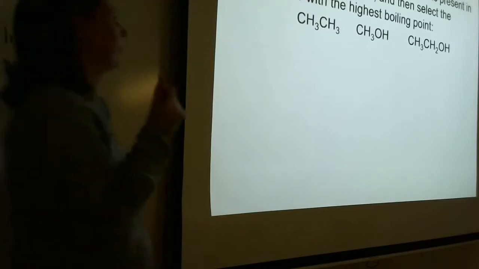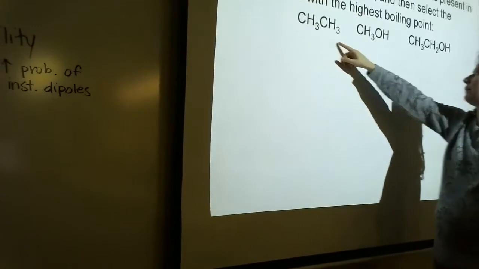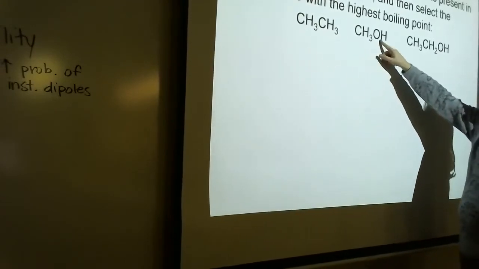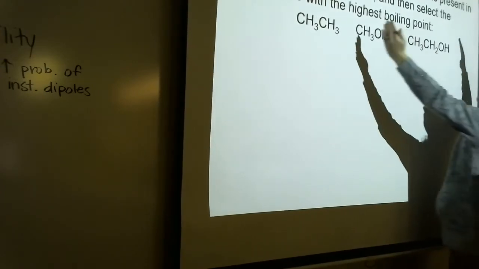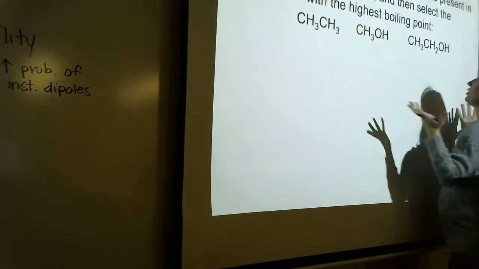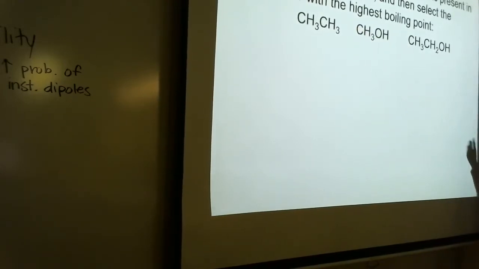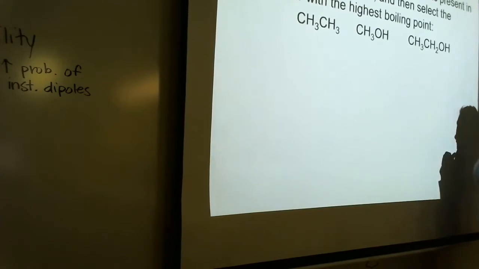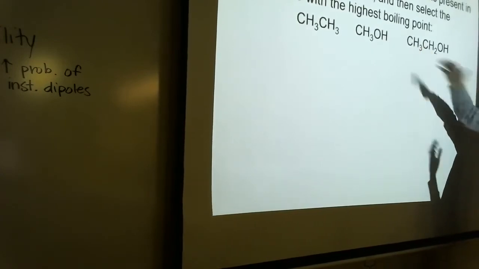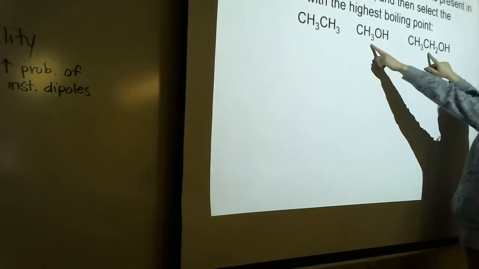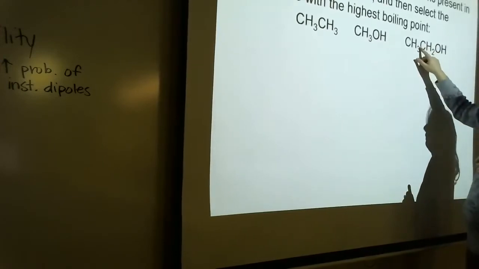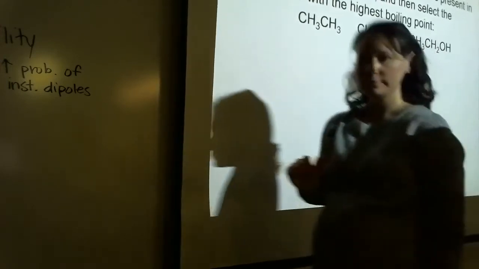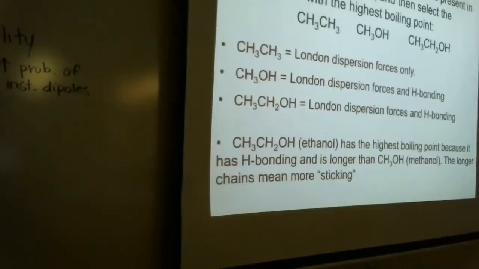Let's just go through it together. This has only got what? This is London only, right? This is London plus hydrogen bonding, and this one's London plus hydrogen bonding, right? So we know that the higher boiling point is going to be one of these two. Now we just need to pick who's going to have the higher boiling point. It is a significant difference. Who's got the longer chain? This guy, right? Remember, as we increase the chain, the only difference between these two is chain length, right? So this one's going to have a significantly higher boiling point. Ethanol has a much higher boiling point than methanol does. So the point of difference there is chain length.